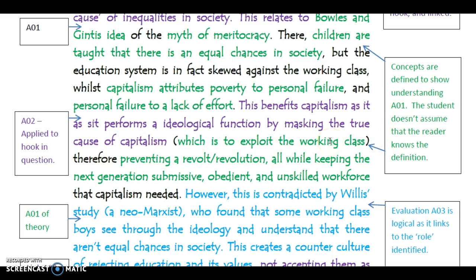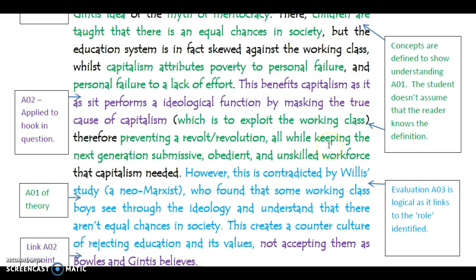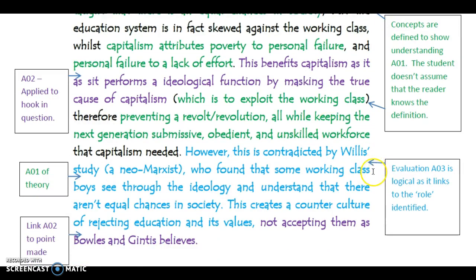It's preventing a revolution. It's preventing the proletariat realising that they are being exploited, because they need to be kept there. It needs a submissive, obedient and unskilled workforce that capitalism needs. And now here's the logical AO3, because Willis's study, who was a neo-Marxist, if you're not familiar, combines capitalism but studies it from an interactionist viewpoint, suggesting that within capitalism there is an element of free will. And Willis is a really good example that we could use here.